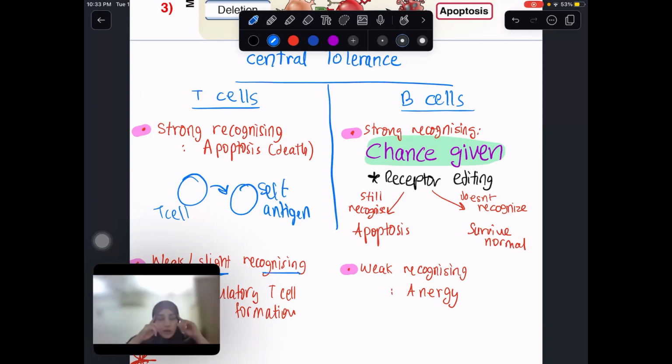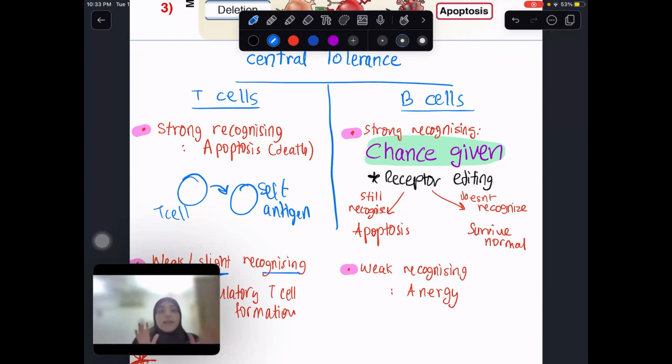So you learned this table pretty easy. T cell strongly recognizing self-antigen, death, apoptosis. Weakly, T regulatory cells develop. B cells, if strongly reacting to the self-antigen, then what? Then a chance is given to them, receptor editing happens, and then apoptosis after that, if after this chance that is given to them, they still recognize the self-antigen. If the B cell is recognizing the self-antigen weakly, anergy happens.